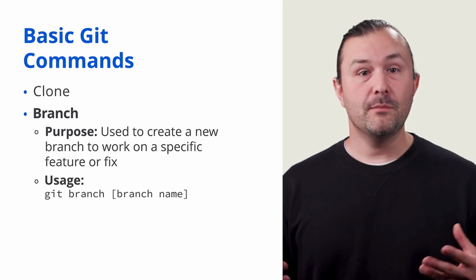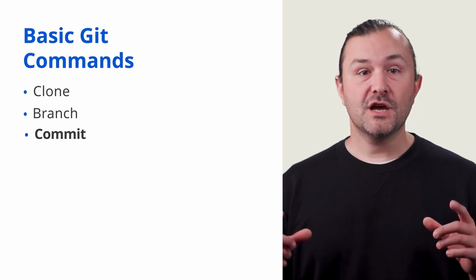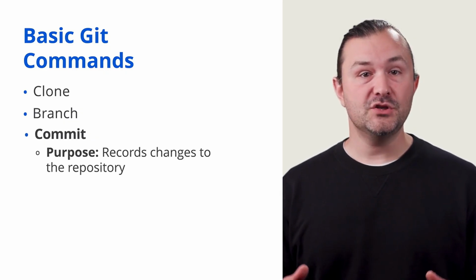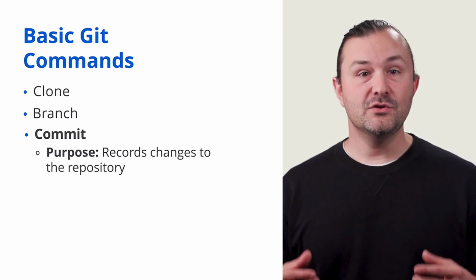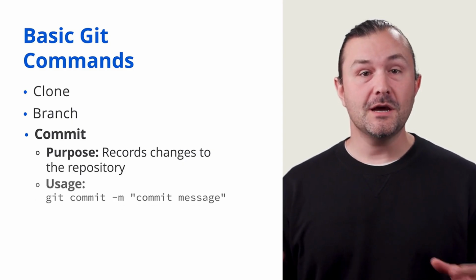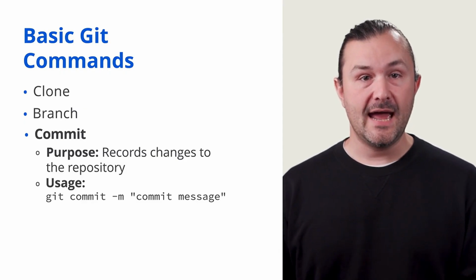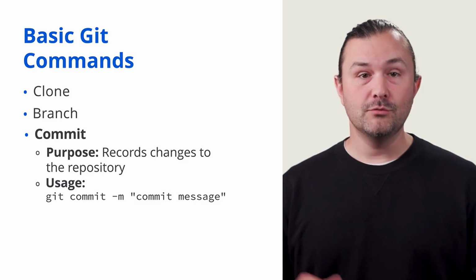Once you write some code or make some changes to the existing code, you will commit your code. The commit command captures a snapshot of the changes in a project. This allows you to track your progress and revert to a previous version if needed. To use the commit command, you would type git space commit space -m, then a commit message in quotes.